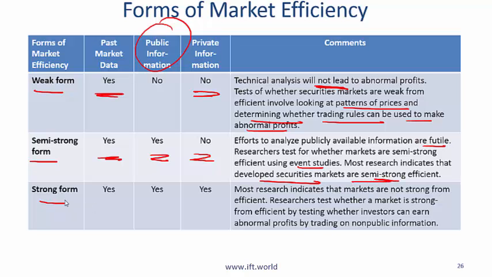And finally, we come to strong form, which says that if markets are strong form efficient, then all information, public and private, is built into the stocks. Most research indicates that markets are not strong form efficient. Researchers test whether a market is strong form efficient by testing whether investors can earn abnormal profits by trading on non-public information.